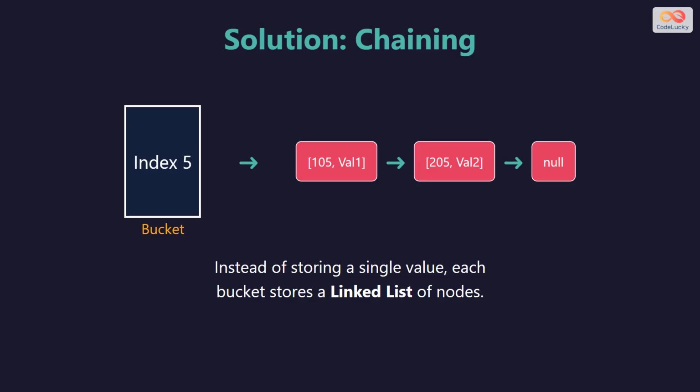To solve collisions, we use a strategy called chaining. Instead of storing just one value in a bucket, we store a linked list. If multiple keys land in bucket 5, we simply chain them together in a list.